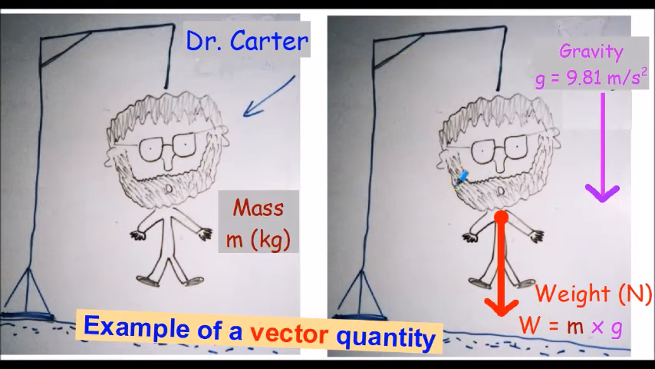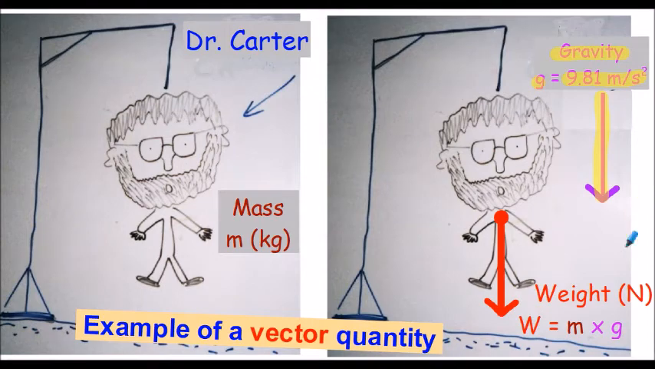If I'm now considered in a gravitational field, like on Earth for example, gravitational acceleration, symbol g, is assumed to be 9.81 meters per second squared. Acceleration is a vector property, so I can draw a downward arrow to show the direction of the acceleration.